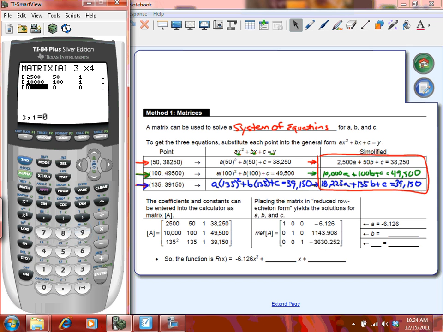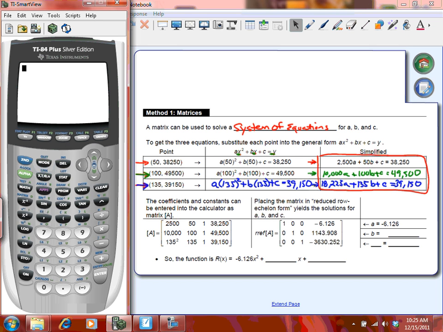And the last row we had, what was that, 18,225, 135, 1, and 39,150. All right, now that we have all the numbers in, let's clear this out. Second mode. Quick, get yourself a nice clean screen.